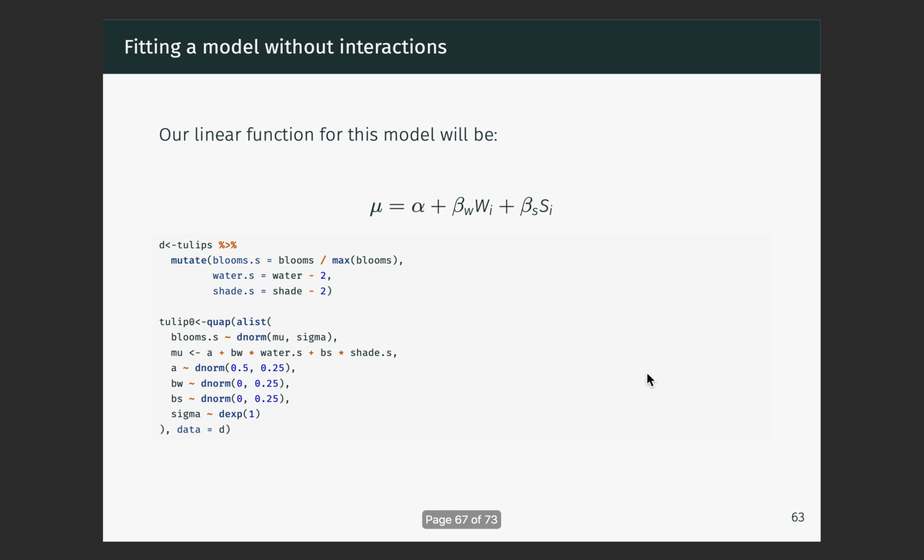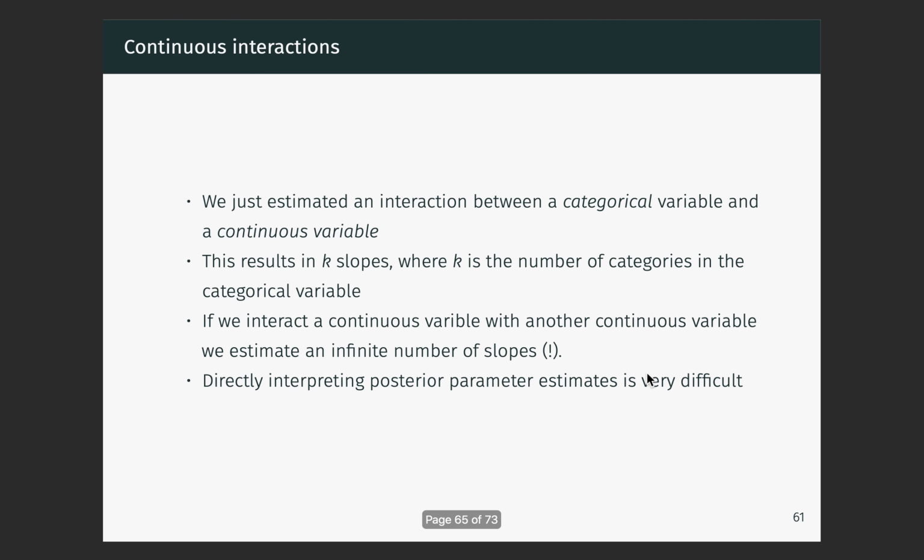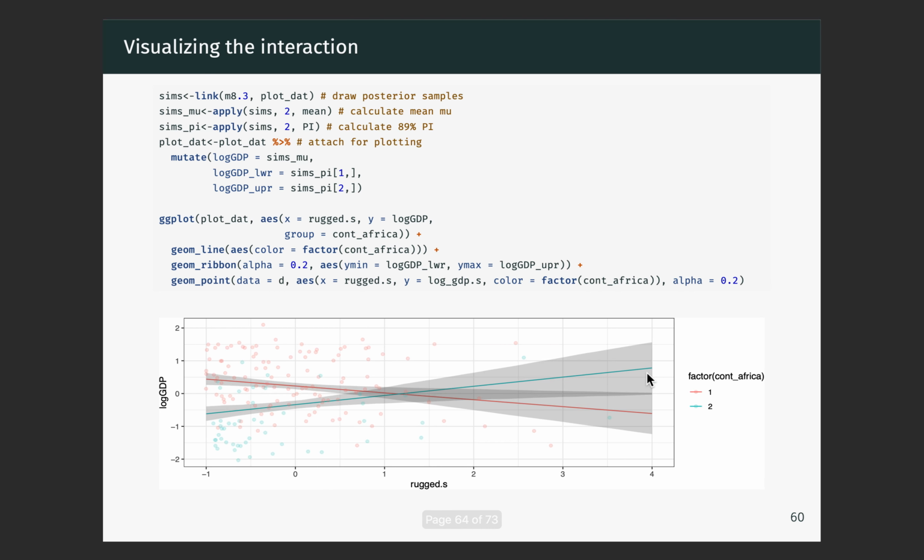But what if we want to fit a model where we interact? So this again was a categorical variable interacting with a continuous variable, where we allowed the relationship between the continuous variable and the outcome to be conditional on a categorical variable. But what if we wanted to condition a continuous measure's relationship to an outcome on a second continuous measure?